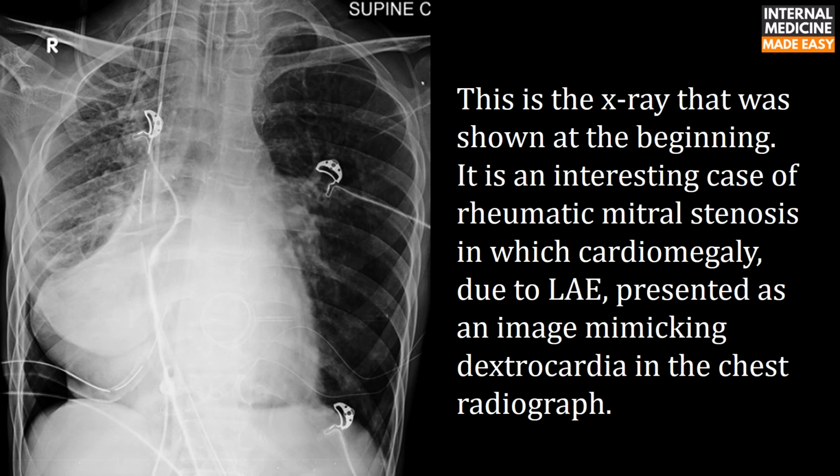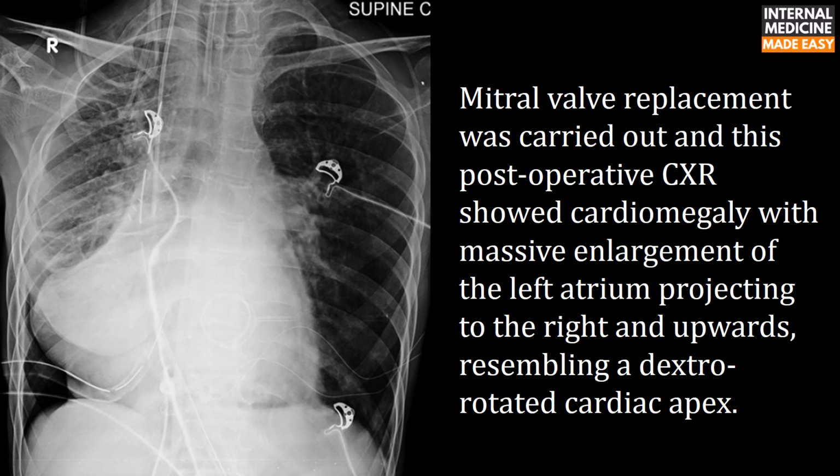This is the X-ray that was shown at the beginning. It is an interesting case of rheumatic mitral stenosis in which cardiomegaly due to left atrial enlargement presented as an image mimicking dextrocardia in chest radiograph. Mitral valve replacement was carried out, and this post-operative chest X-ray showed cardiomegaly with massive enlargement of the left atrium projecting to the right and upwards, resembling a dextro-rotated cardiac apex.